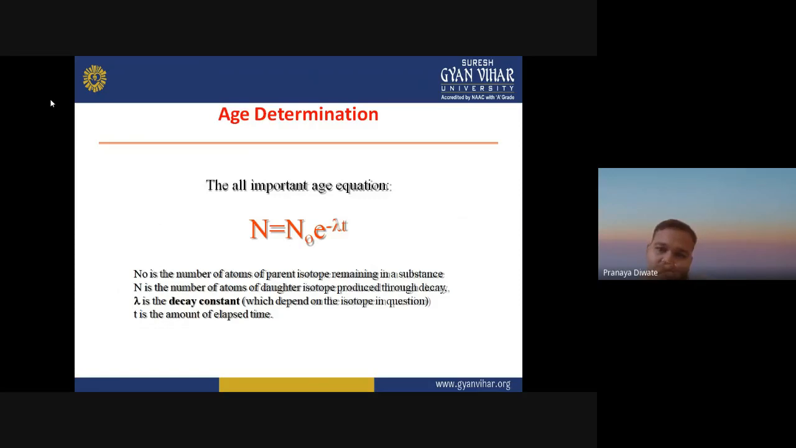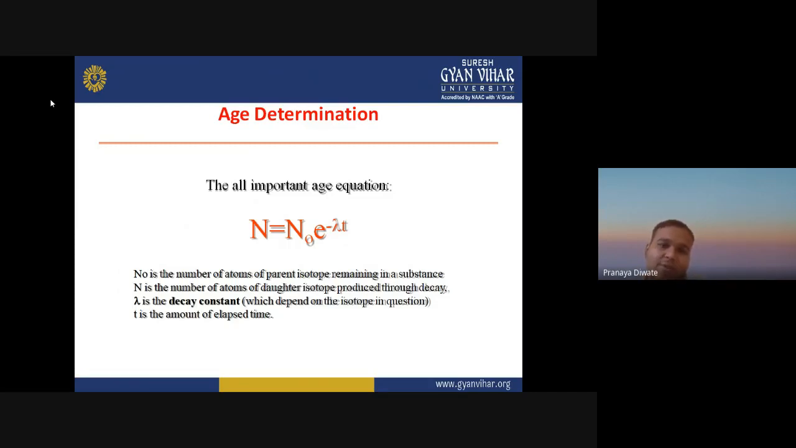The all important age equation is N is equal to N0 e to the power of minus lambda t. This is how you can determine the age of any sample. N0 is the number of atoms of parent isotope remaining in a substance. N is the number of atoms of daughter isotope produced through decay. Lambda is the decay constant, which depends on the isotope in question. T is the amount of elapsed time.